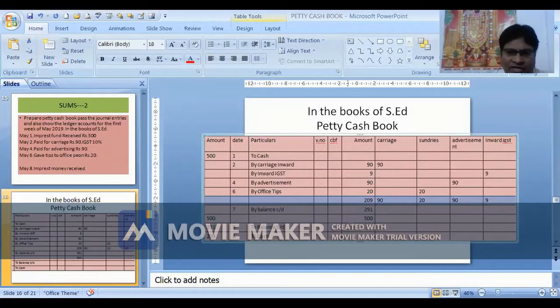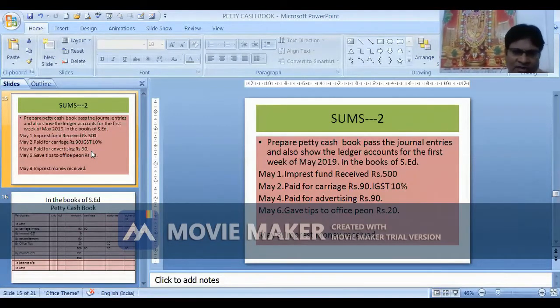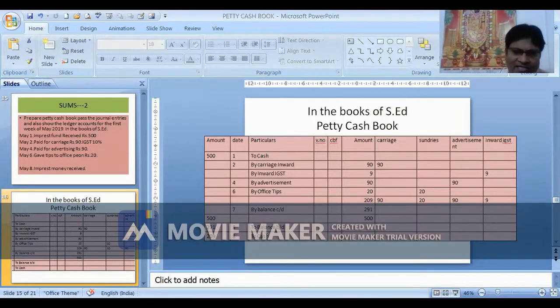Next is the balance. First of all, we will add up 500 on both the sides. We could have written particulars and date this side in the right side of the amount column. Now see, there is imprest money received. After doing the balance, we brought the balance down, 291. 209 spent, 291 is the balance cash in hand, and 209 the imprest fund we are receiving on the first day of the next week, for one more week. Again the total amount became 500. So 291 plus 209 is 500.